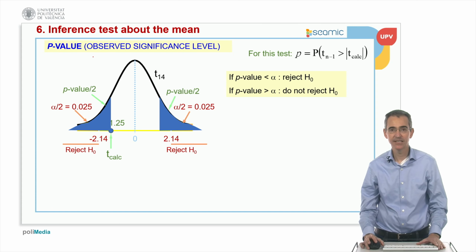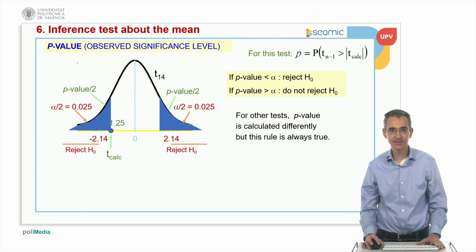This is why Statgraphics gives us the p-value, and then we decide the alpha, and sometimes based on the p-value we can discuss which alpha can be better. Yes, okay.